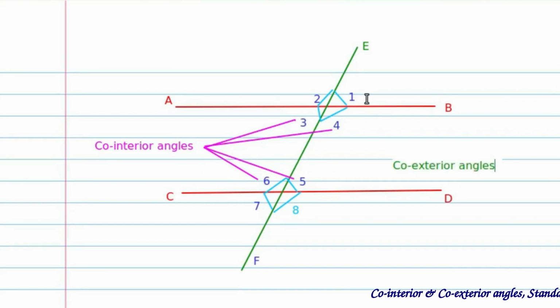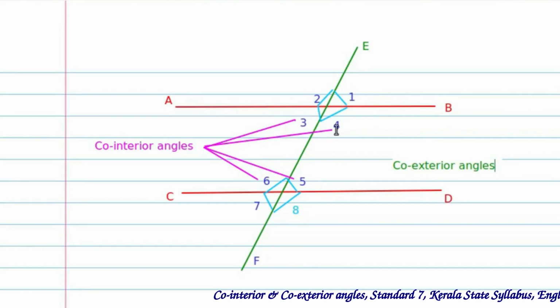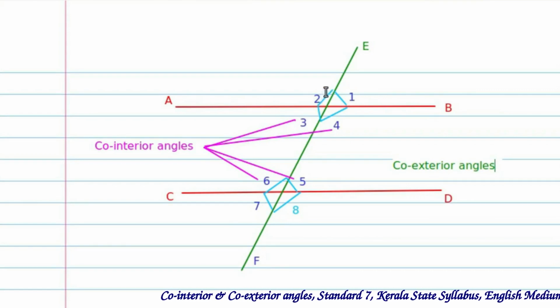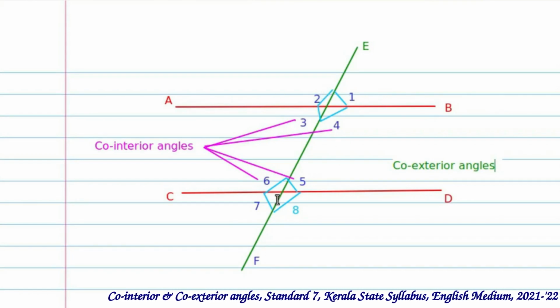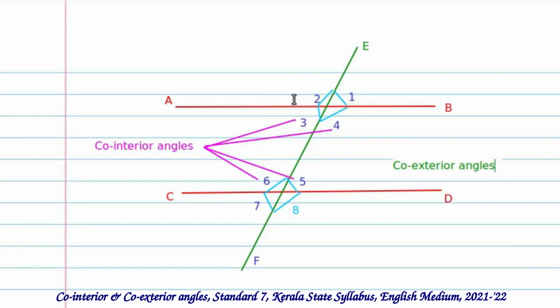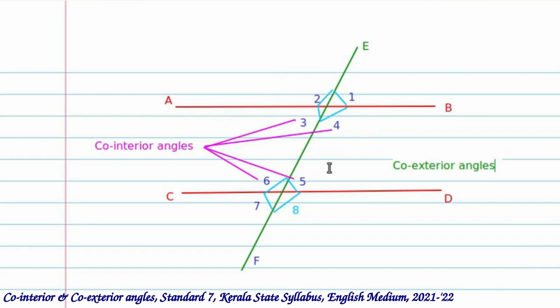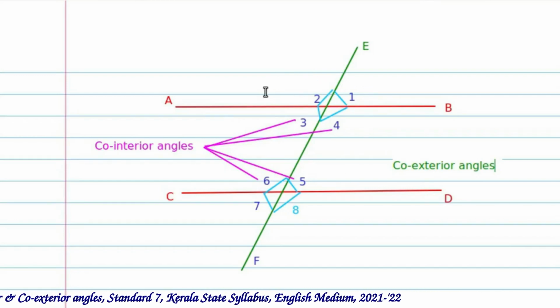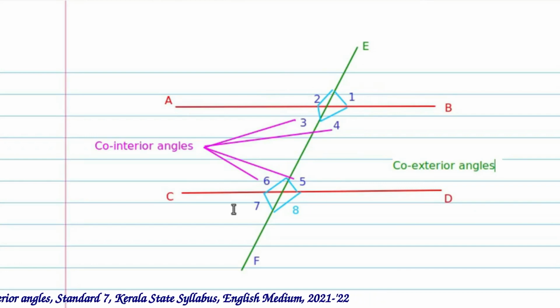Look at angles 1 and 2 and angles 7 and 8. We call these 4 angles exterior angles. Why? Because these 4 angles are outside of these 2 parallel lines. So we call these exterior angles. This is also exterior angles.